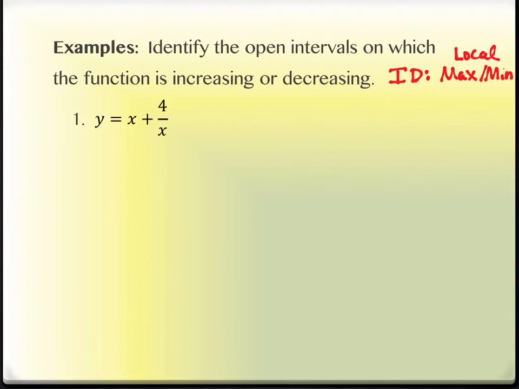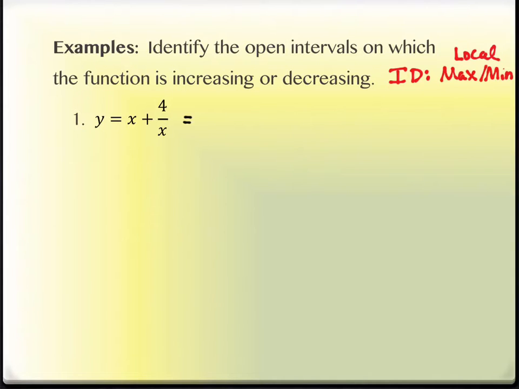Okay, so what do we do? It says identify the open intervals where it's increasing, decreasing. Well, what this says is that we need to find critical points. Okay, so critical points, as we specified earlier in this lesson, are places where the derivative is 0 or doesn't exist. And we're going to have both things happening on this graph. Okay? All right, so let's find derivatives.